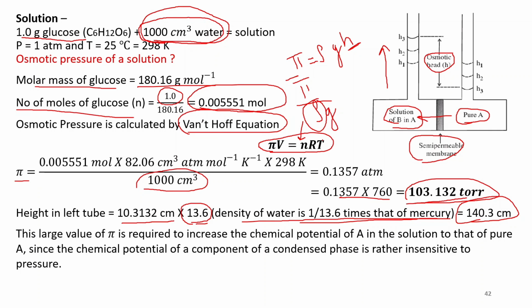So this large value of osmotic pressure is required to increase the chemical potential of A, which is water here, in the solution, to that of the pure A. Since the chemical potential of a component of a condensed phase is rather insensitive to pressure, in the pure solvent we need not have that much osmotic pressure as compared to the solvent and solute system. So did you get the same answer?